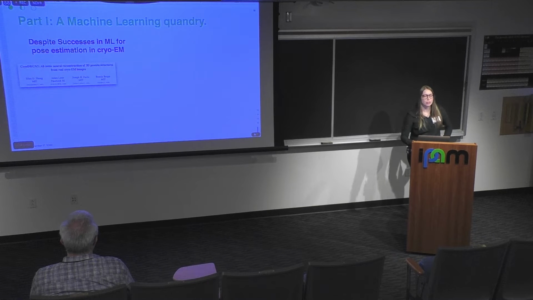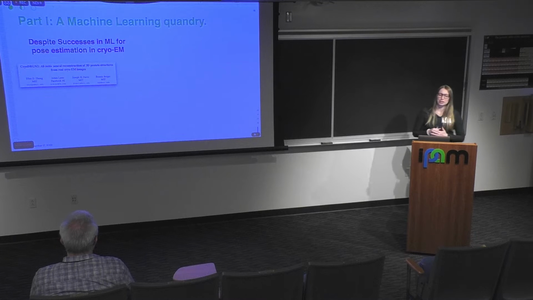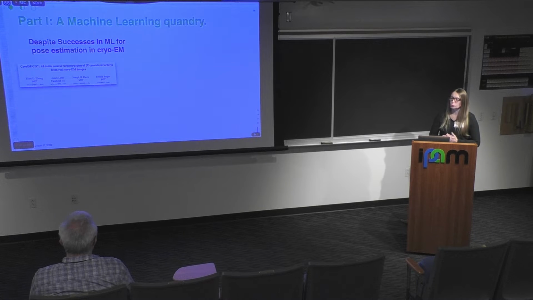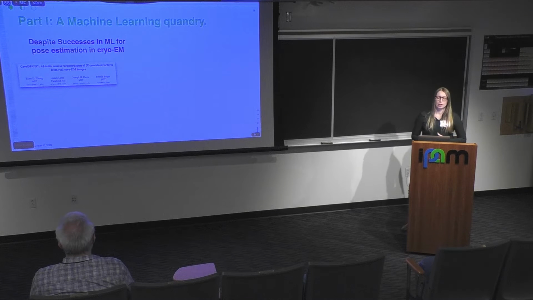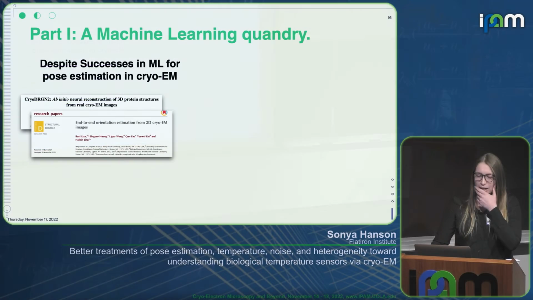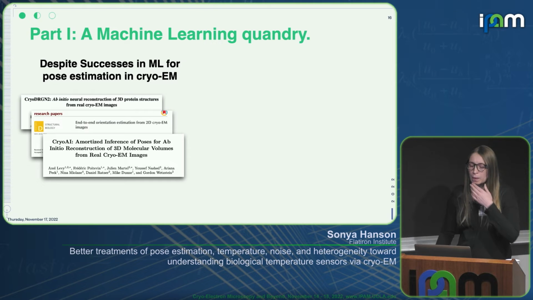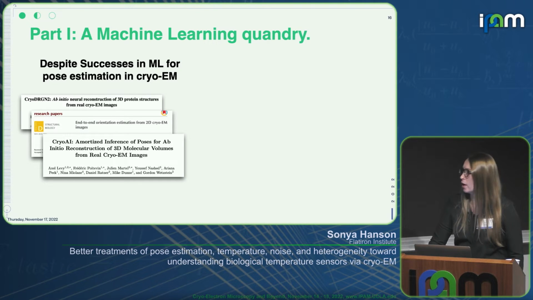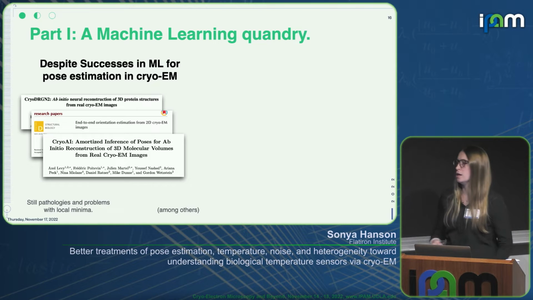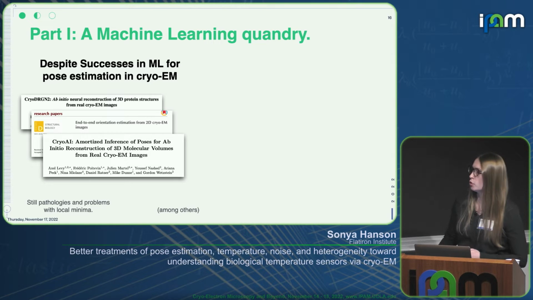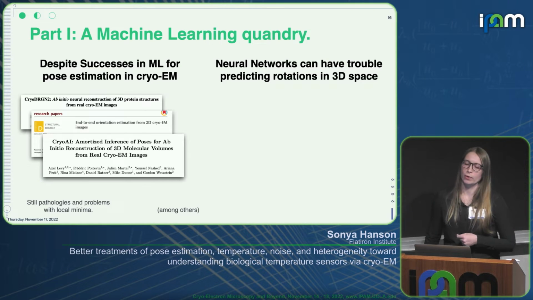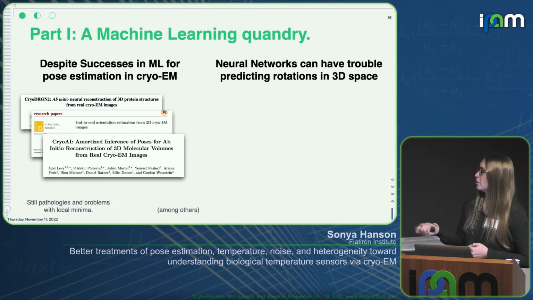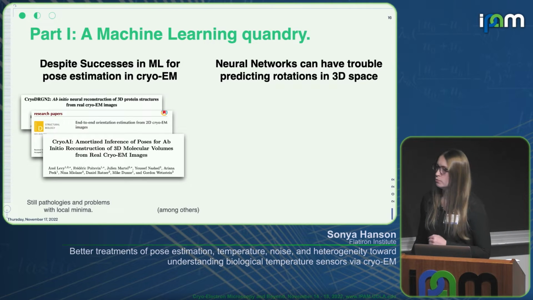So the first part I mentioned is based on a machine learning quandary. Despite successes that people, for example here at this conference, have had with machine learning for pose estimation in cryo-EM, CryoDRGN 2, end-to-end orientation, cryo-AI, there are still questions about how we can better represent orientations and explore SO3, and there are still pathologies and local minima. And outside of cryo-EM, neural networks have been shown to have some trouble predicting rotations in 3D space.